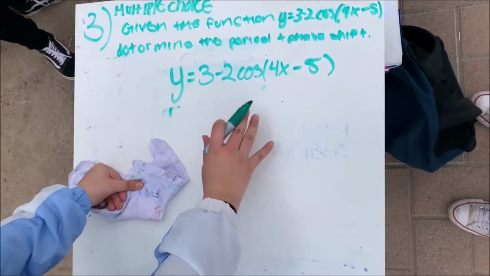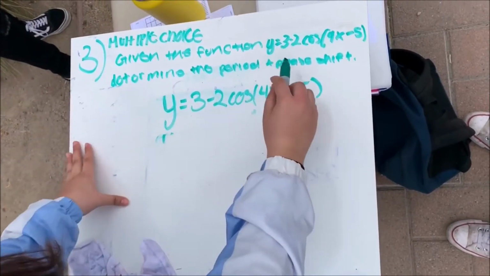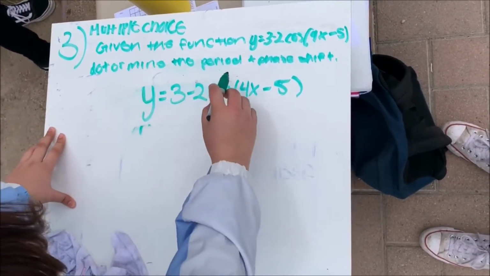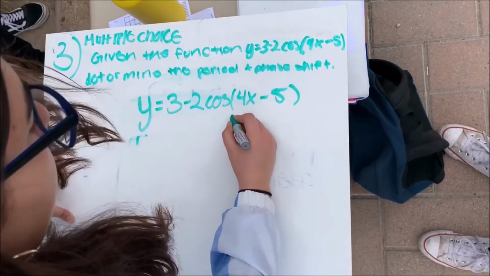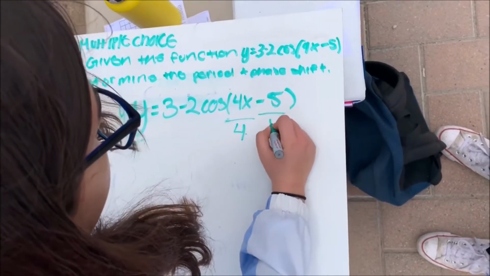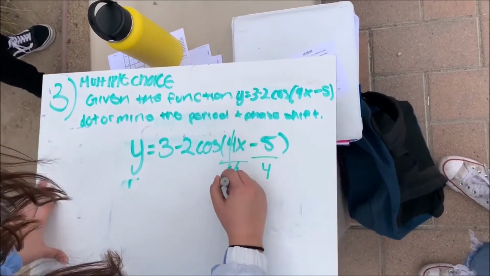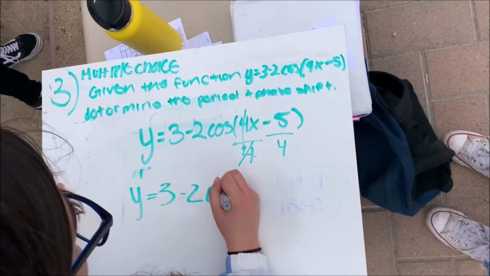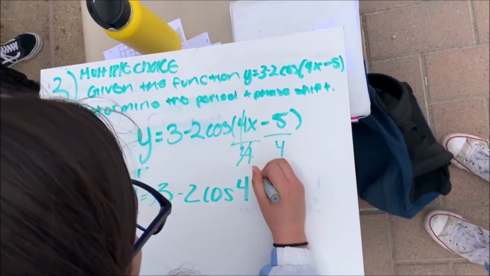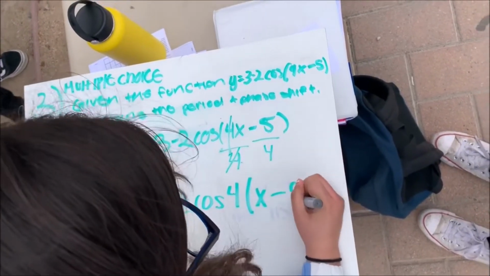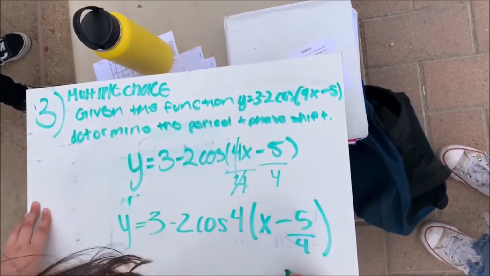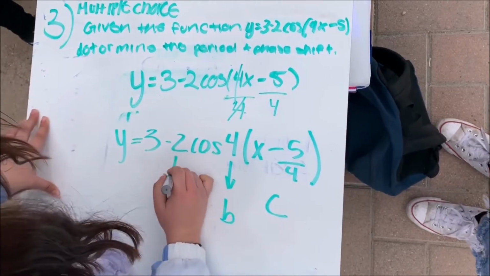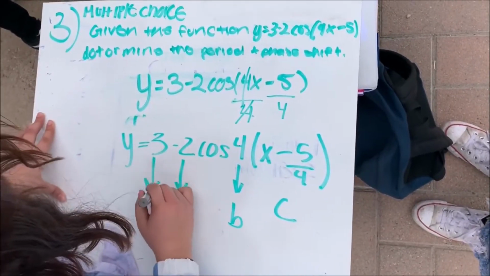Question 3, multiple choice. Given the function y equals 3 minus 2 cosine (4x minus 5), determine the period and phase shift. What you have to do is divide both of these by 4, and then this cancels out, and the new equation would be y equals 3 minus 2 cosine of 4 times (x minus 5/4). This right here is your c value. This is your b value. This is your a value, and this is your d value.